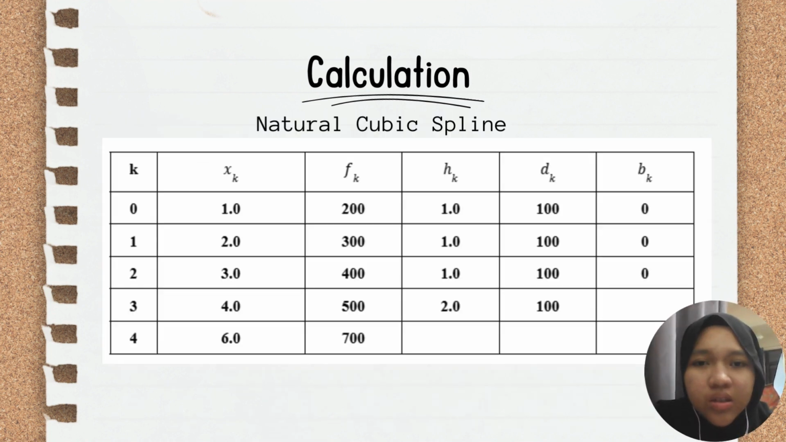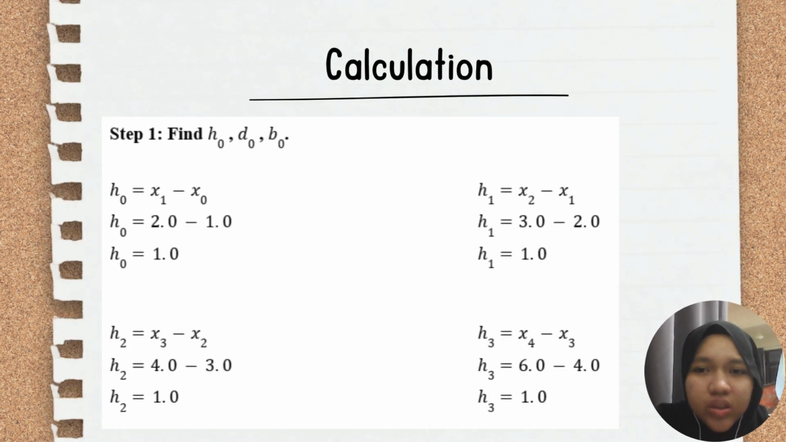Next is the calculation of the natural cubic spline. So we put all the data in the table and we calculate the fk, hk, and bk, also the dk. And these are the data that we got in our study. For step 1, we find the h, d, and b values.